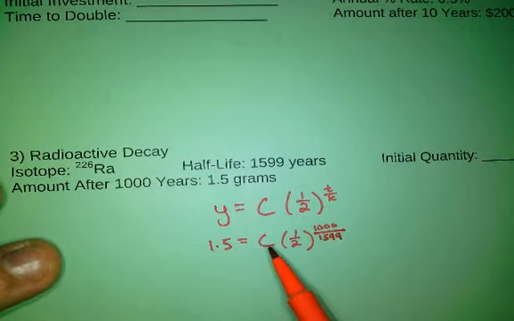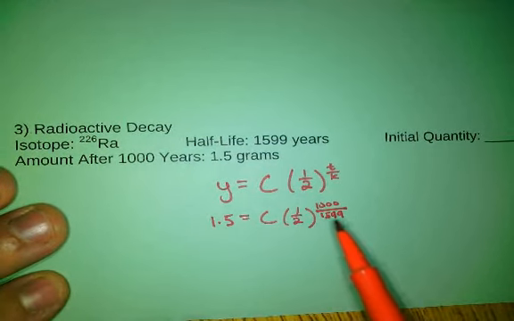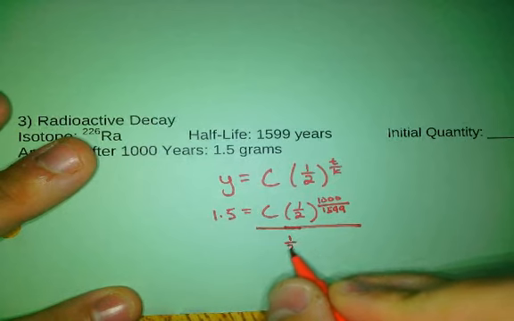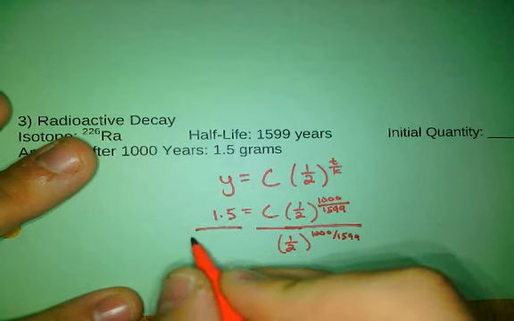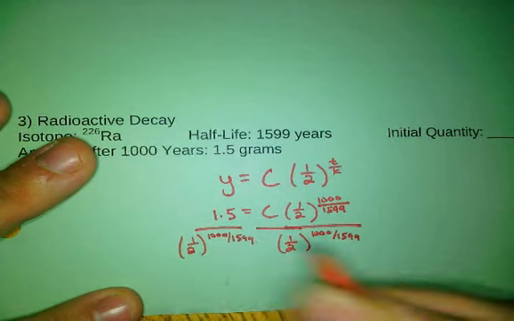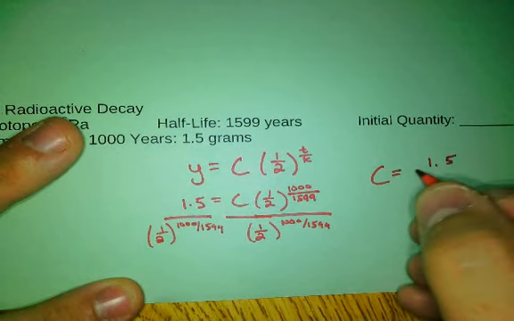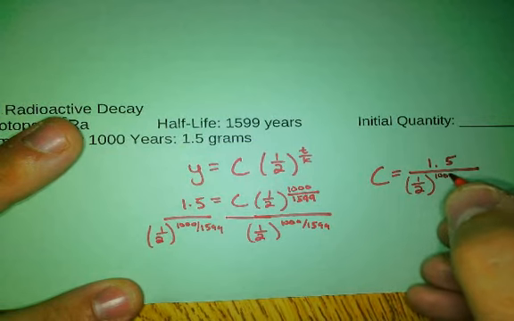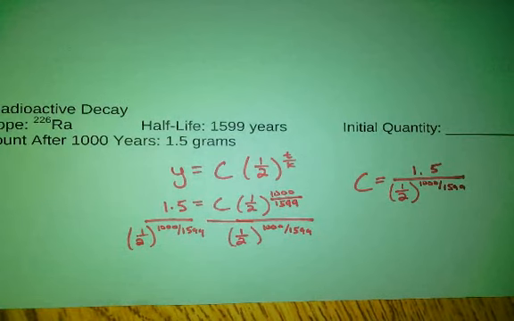So what you're going to do here is you want to get C by itself. How do you get C by itself? Just divide everything else. Okay? So all I'm going to do is I'm going to divide by this 1/2, this number. So C is equal to 1.5 all over 1/2 to the... You literally just go to your handy dandy calculator for the rest of this.